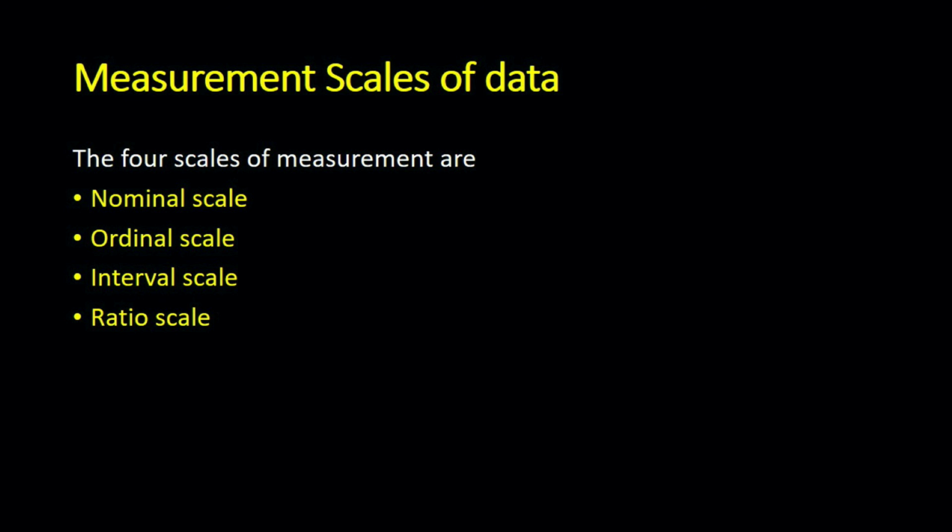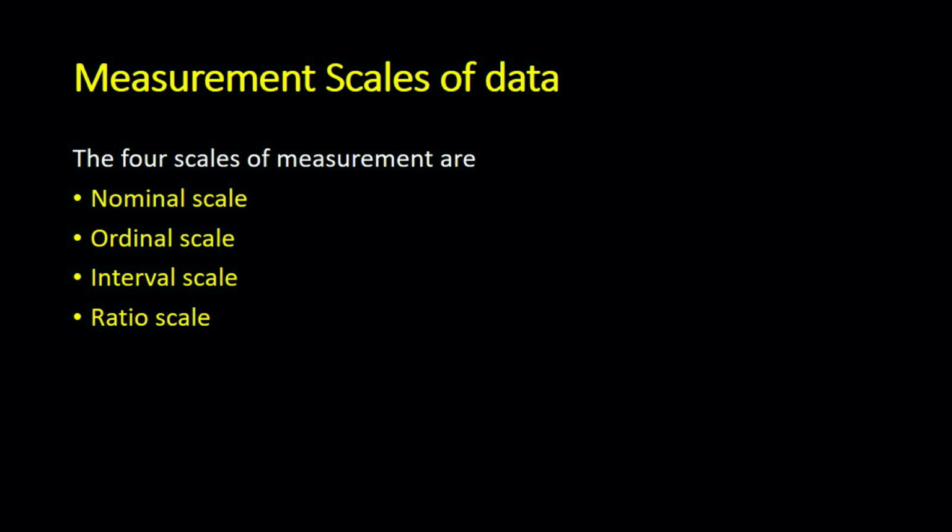So the things are very clear. In the nominal and ordinal scales, we are going to analyze data which are qualitative, that is, qualitative data in terms of nominal and ordinal categories. Similarly, the last two, interval and ratio scales, are the continuous scales of measurement, in which we analyze interval and ratio data.